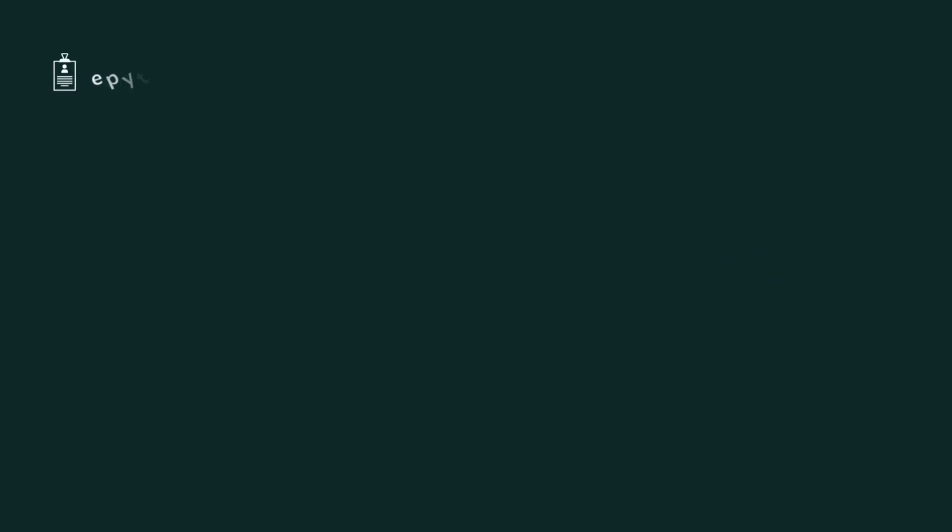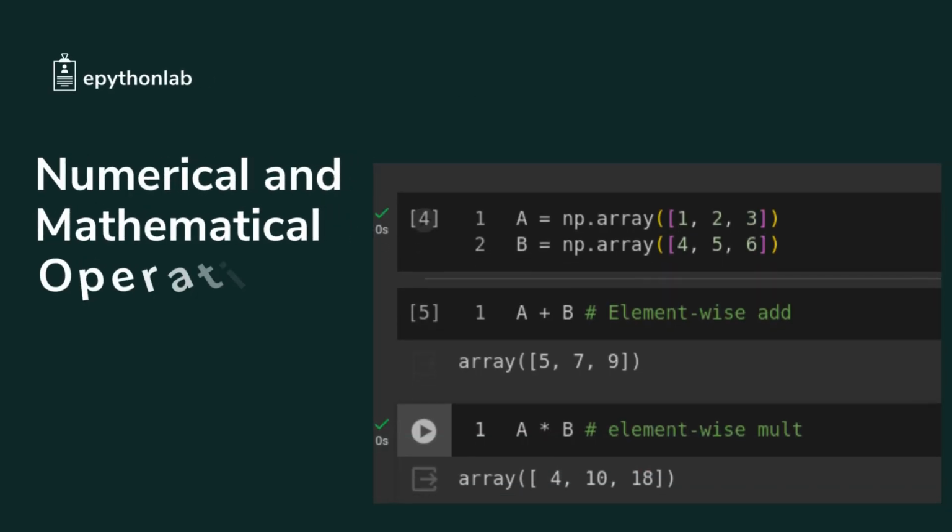The second is numerical and mathematical operations. NumPy excels at performing element-wise operations on arrays. It includes a wide range of mathematical functions and supports operations like addition, subtraction, multiplication, division, exponentiation, and trigonometric functions. This makes it suitable for a variety of scientific and mathematical computations.